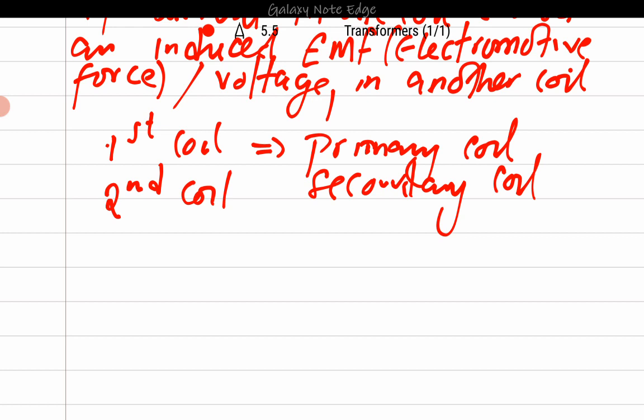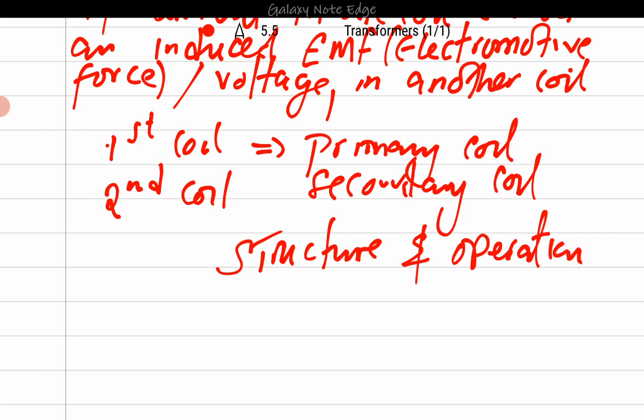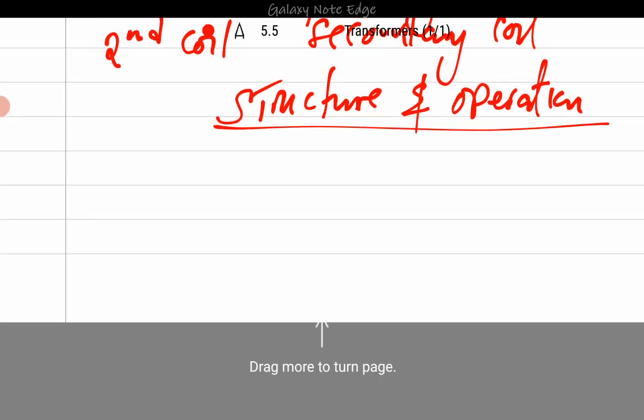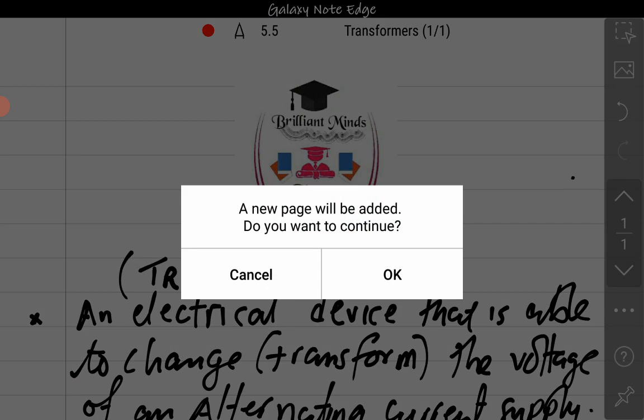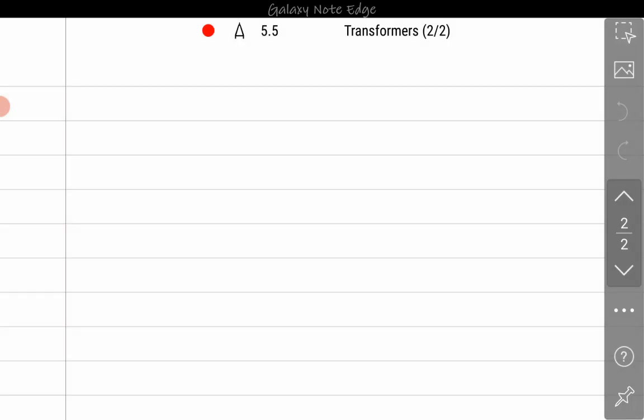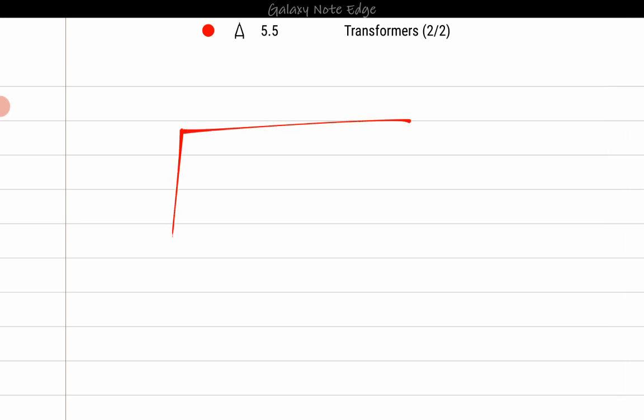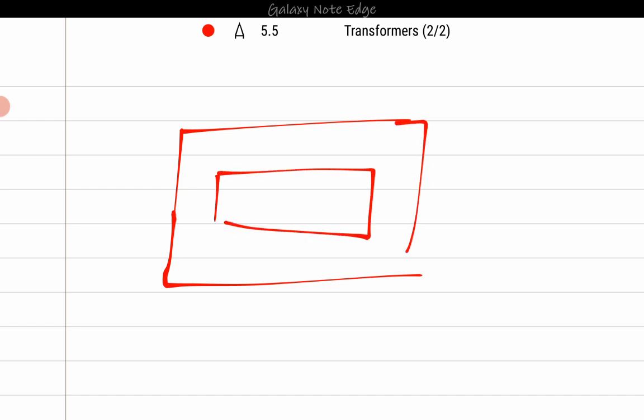So we look at what we call the structure and operation of a transformer. You may be asked to describe how a transformer operates. So we're going to look at a simplified diagram of a transformer. So take note that this is a very simplified diagram. A transformer is made using soft iron. We're going to explain the reason why later.